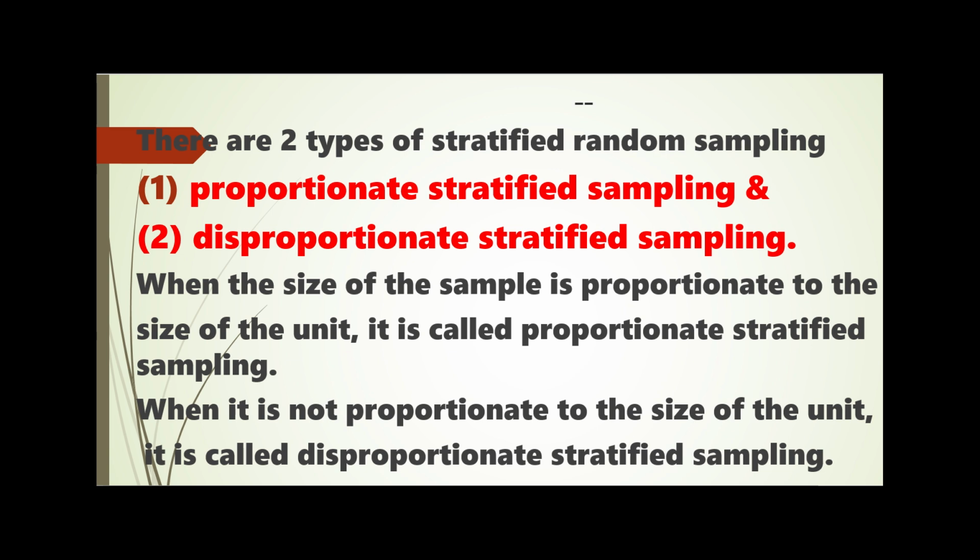Stratified random sampling can be of two types: 1. Proportionate stratified sampling, and 2. Disproportionate stratified sampling. When the size of the sample is proportionate to the size of the unit, it is called proportionate stratified sampling. When it is not proportionate to the size of the unit, it is called disproportionate stratified sampling. Disproportionate stratified sampling depends upon considerations involving personal judgment and convenience.